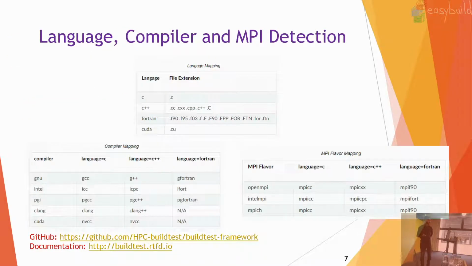Let's talk about the language, compiler and MPI detection. The first thing is, based on the source file extension, it can detect the language. From there, based on the language and the compiler key, Buildtest will figure out which compiler to use. The same thing with the MPI flavor. So that's just giving you an idea of how things are going. It's part of the documentation, and it's growing.